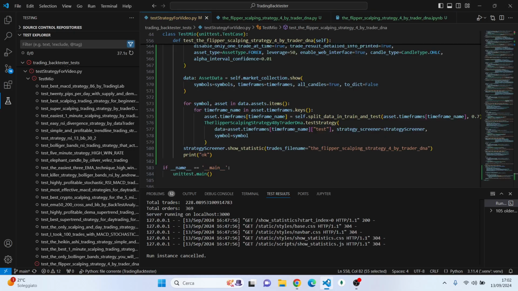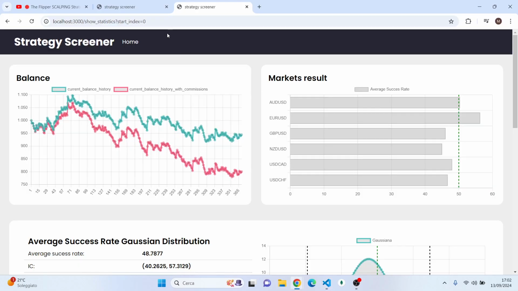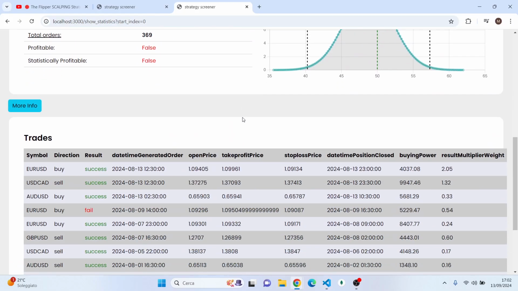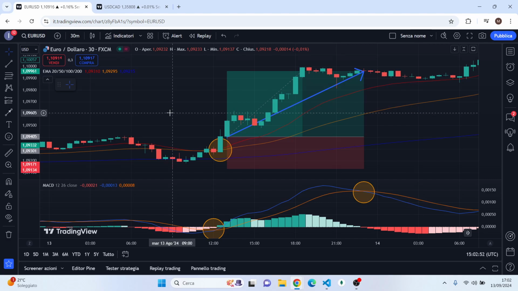I'm going to backtest the strategy on these forex pairs and on the 30-minute time frame. So let's watch together some example trades that my software took. Let's see, for example, a successful one. So this one on EUR/USD at this date and time. So it was here. I will leave the link of this video in the description so you can check it for the basic conditions.